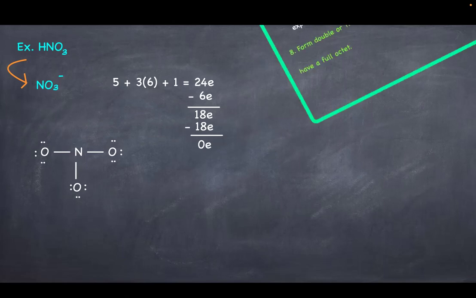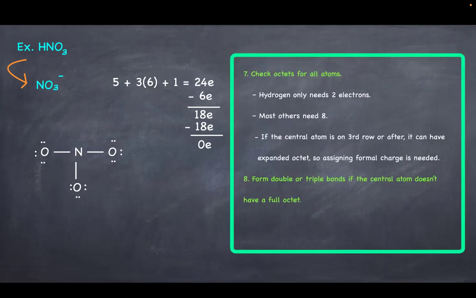So again, that's where we do the check step, step 7 for octet. We see this oxygen is good, it has 8 electrons already. This one is good. This oxygen is good. But when we look at nitrogen, nitrogen only has 6 electrons, so it's not satisfied with the octet. That's where we go to step 8. We take one of the lone pairs of one of the oxygens away and start making a double bond between them. Now if we do the check, this is good. This is good. Nitrogen is good, now it has 8 electrons. And the oxygen at the bottom is good too.